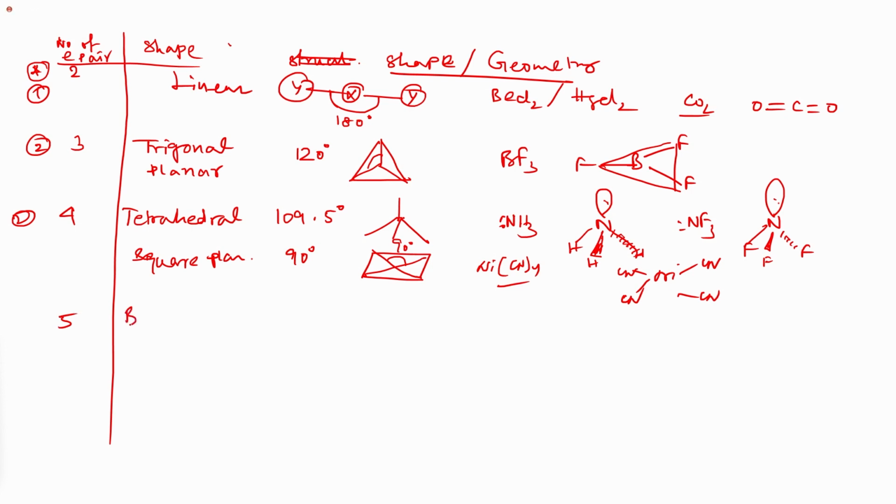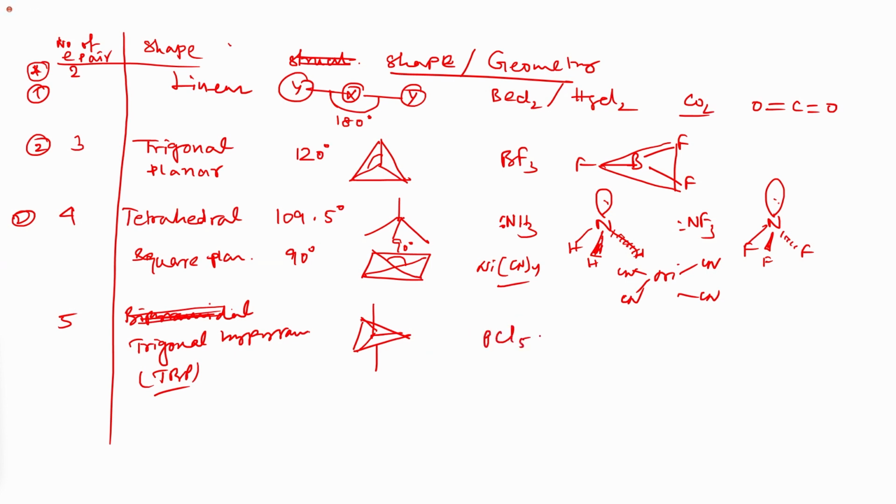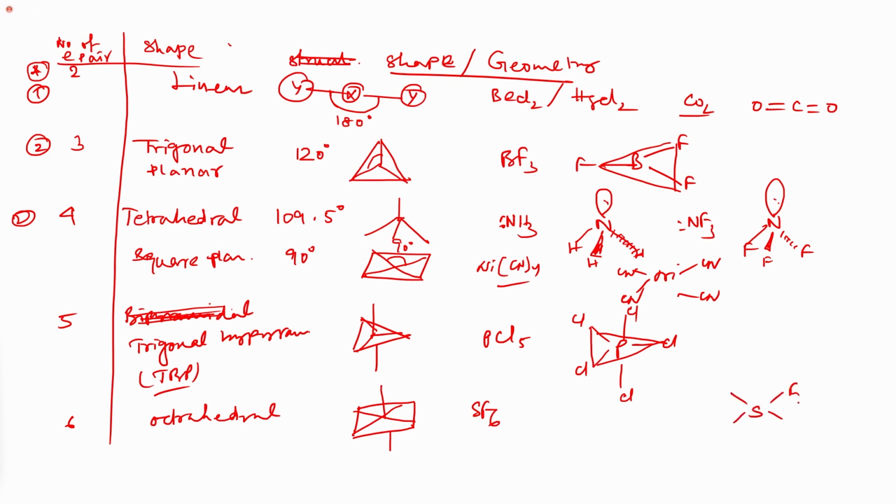The 5, so this is the bipyramidal, trigonal bipyramidal. It is called the TBP. The structure will be like that. Okay, so this is the TBP structure. Like if you see PCl5, phosphorus will be there, Cl in this position, Cl in this position, Cl in this position, there is another Cl there. Okay, this is the TBP structure, and this is the 6, octahedral, the structure will be like that. Like for example, SF6, sulfur will be there, fluorine.